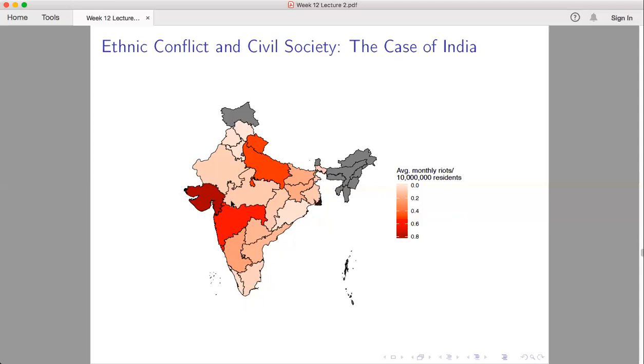And so what he wants to look at is, why is it the case that we see certain peaceful cities, places where there's a spark for ethnic violence, but we don't quite see it escalate into large riots? And why is it that in other places, like various cities in Gujarat, we see these small sparks turn into powder kegs of ethnic violence and riots and death?